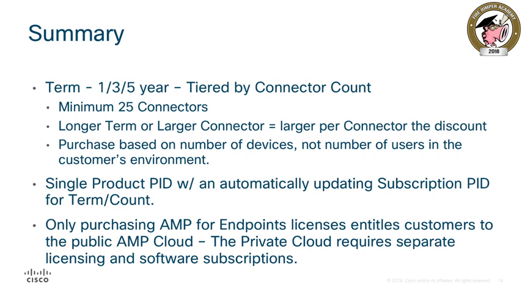From an ordering standpoint, we have one product SKU. The subscription SKUs nested under that product SKU are automatically selected by CCW based on the term and connector count selected during the quoting process. This helps keep ordering straightforward and clean. And lastly, customers purchasing only AMP for Endpoints connector licenses can utilize those licenses on the public AMP for Endpoints cloud. AMP Private Cloud requires purchase of additional licenses for the actual AMP Private Cloud software and subscription services.